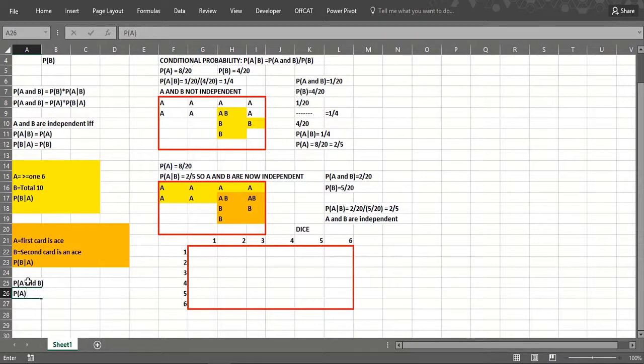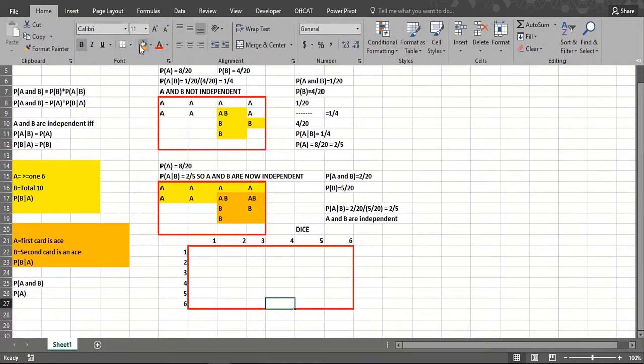It doesn't matter what order I do this. How can I get A and B? I need at least one 6 and the total is 10. How can that happen? That can happen if I get a 6 and a 4, or a 4 and a 6.